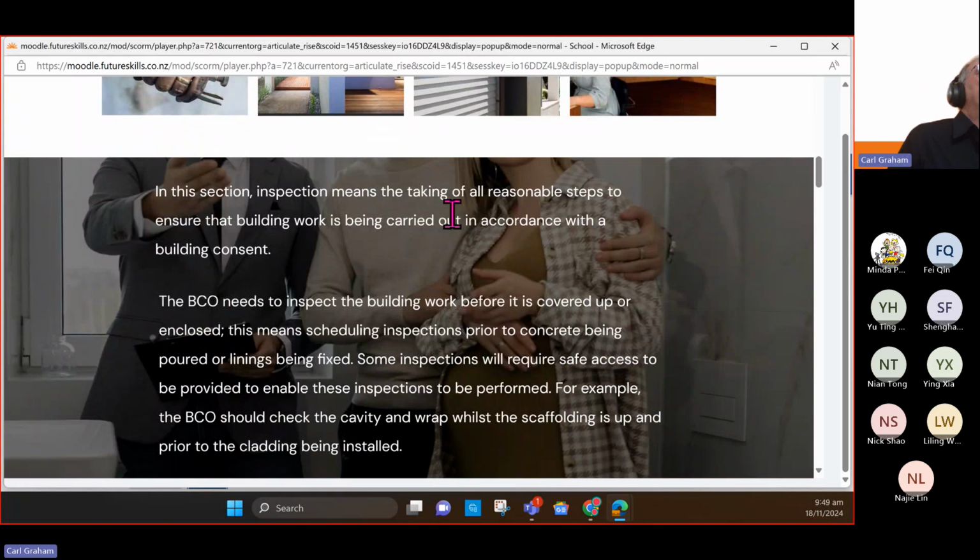Remember we talked about that word reasonable: taking all reasonable steps to ensure that building work is being carried out in accordance with the building consent. All reasonable steps. And of course there's this broad question, what's reasonable? What Peter was saying when we talked about satisfied on reasonable grounds is that they have to have a level of education, a level of ability, and a level of discipline in their area of function.